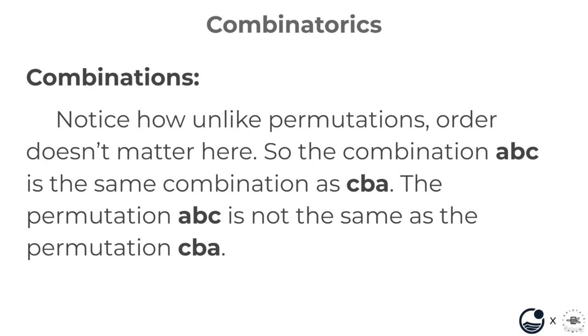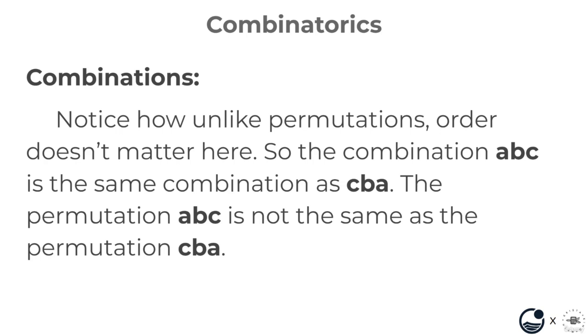Now, if you're dealing with something where ordering does matter, like the delivery ordering of packages, that's a permutation. So the permutation ABC is not the same as the permutation CBA. This can be a little confusing when you first encounter it because sometimes it's not clear whether the question is asking for a combination or a permutation. It just takes a little bit of practice to understand what is the correct combinatoric solution to apply.